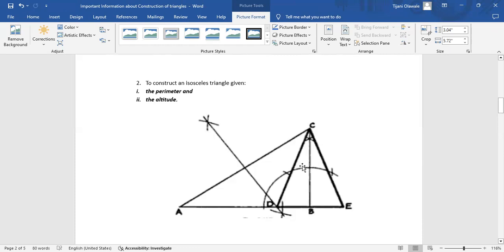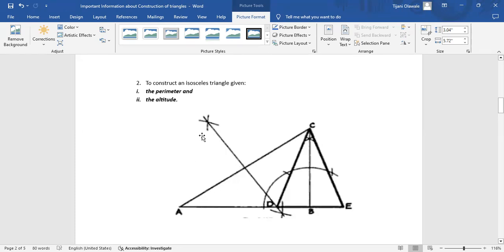Then you have to erect a perpendicular line at B. As you can see here, you draw a line at a right angle to line AB at B. Then the altitude of the triangle, you make use of it. So this line BC is equal to the altitude of the triangle. Then you connect AC together and bisect AC.